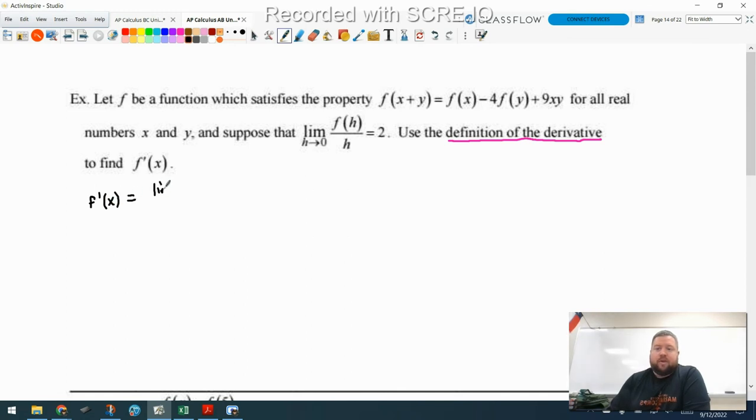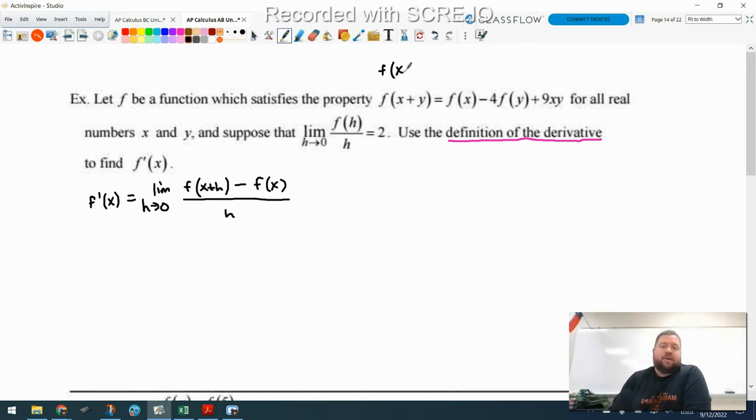Find f prime of x is equal to the limit as h approaches 0 of f of x plus h minus f of x all over h. All right, so I don't have something exactly like this to plug in, but I have something close, especially right there. Okay, the letter y is just an arbitrary letter. It could be anything. It could be an h, in fact.